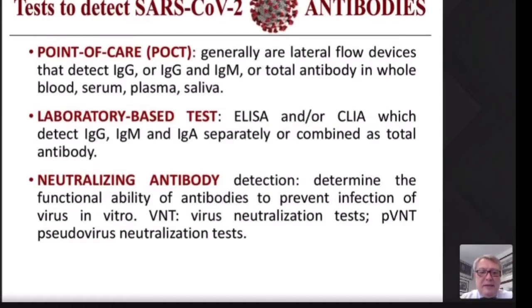And finally, we have the so-called neutralizing antibody tests, which are very useful to determine the functional ability of antibodies to prevent infection by the virus in vitro. And there are two types: virus neutralization tests or pseudovirus neutralization tests, which are much more complicated.